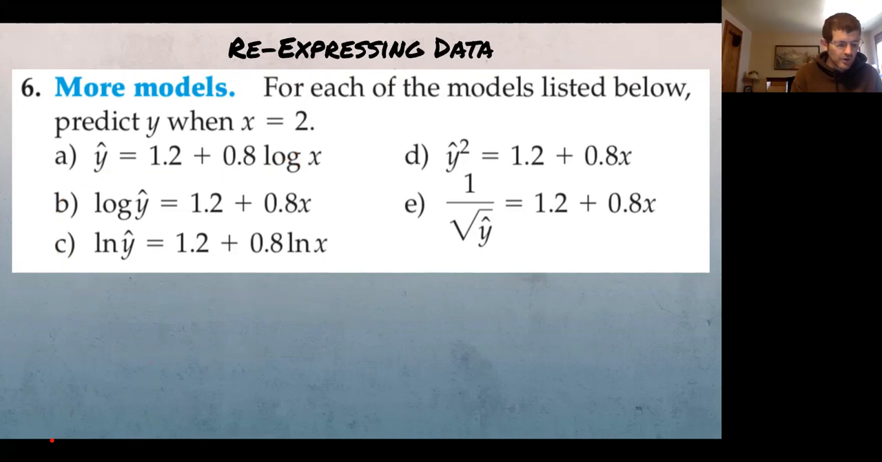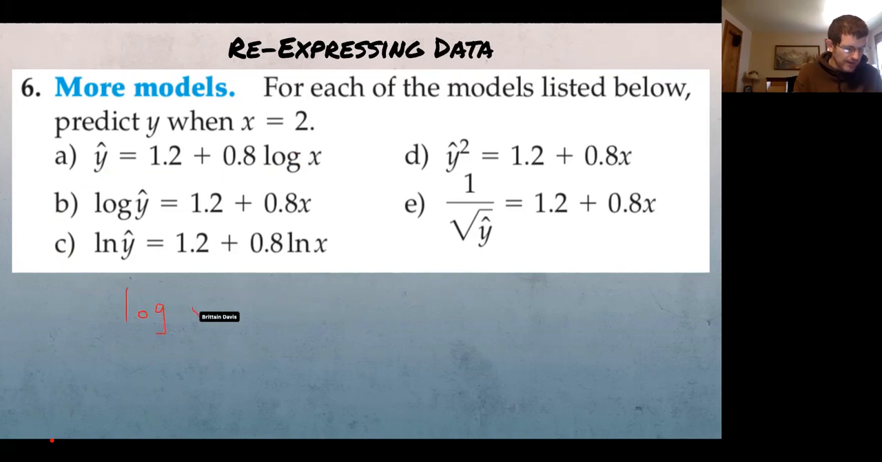You will almost certainly see a question on your AP test, and you'll see one on your test in class regardless, that will have something re-expressed, and you're going to have to go through and calculate the missing value or the predicted value. So right here, the problem changes a little bit. Now I'm looking at B.